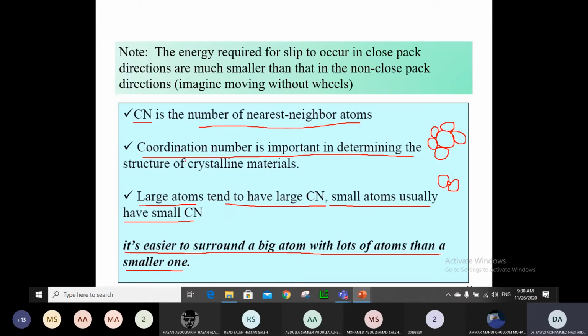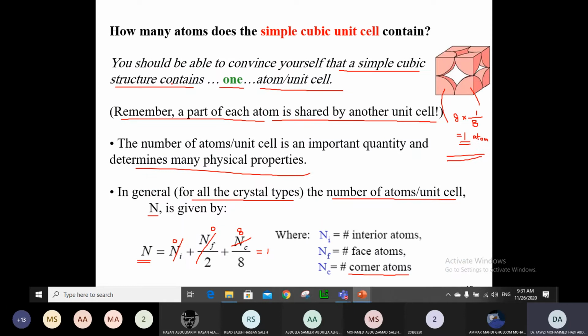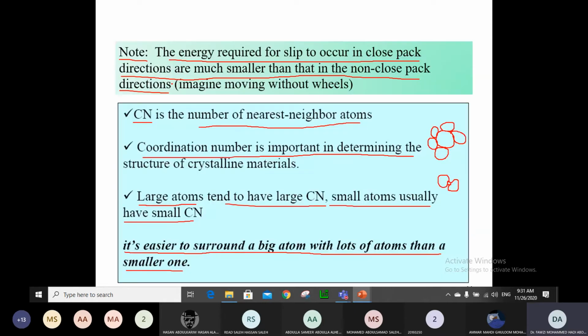So basically, this is just a revision of what we have already done. Another important note is about the close packed directions. The energy required for the slip to occur in the close packed directions is much smaller than that in the non-close directions. And here I am implying the importance of the close packed directions. What are close packed directions? They are directions where the atoms touch one another. What's the meaning of that? If in a crystal structure the atoms are touching one another in a certain direction, this direction which we are referring to is called a close packed direction.